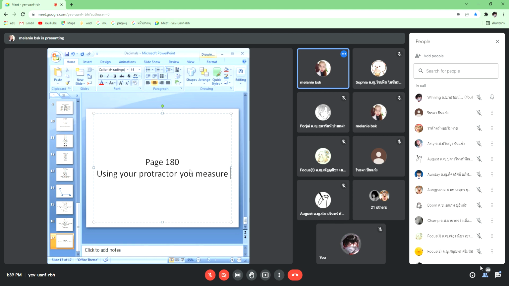you measure the angles of 1, 2, 3, and 4. And then using also your ruler, you need to measure the arms, in centimeters, not in inches, children, centimeters. You're going to use your protractor and ruler. Do it now, children.